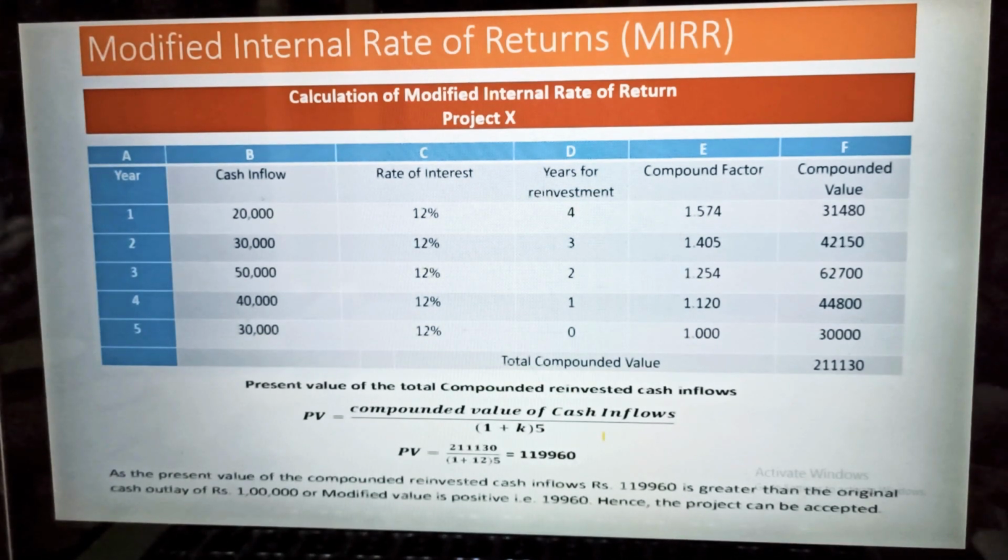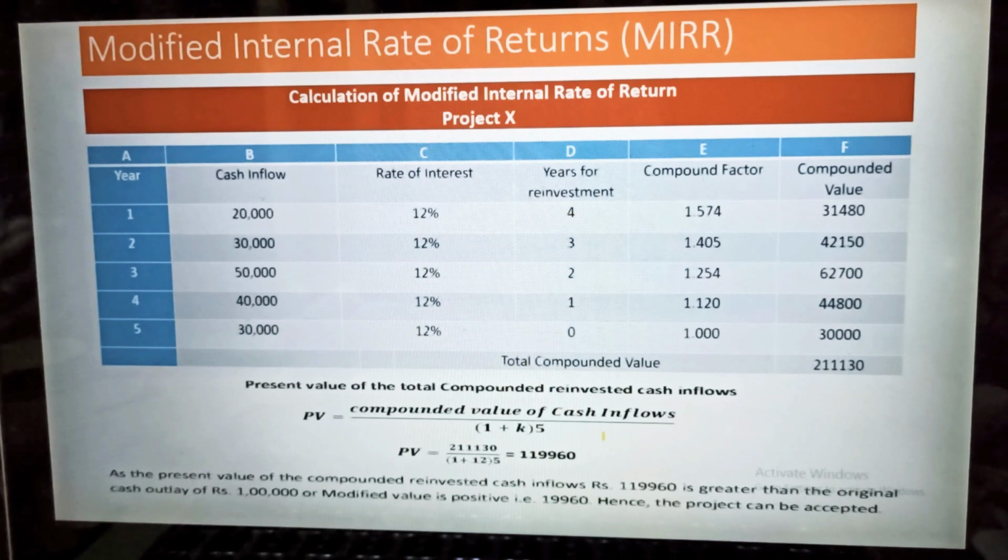This method is presently being used in advanced countries like USA and others, and this method is also known as terminal value method, which is the improvement over the net present value method of making capital investment decision. See, under this method it is assumed that each of the future cash flows is immediately reinvested in another project at a certain or a hurdle rate of return until the termination of the project.